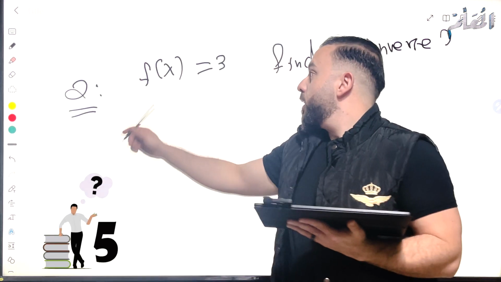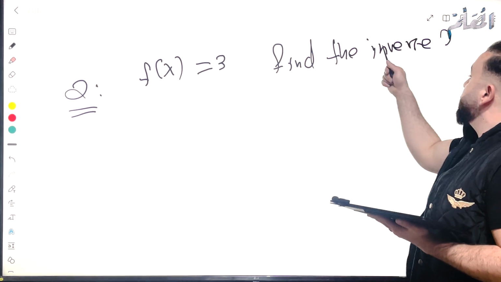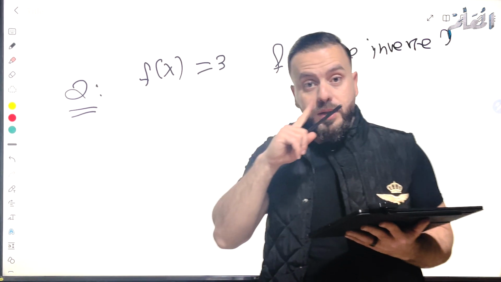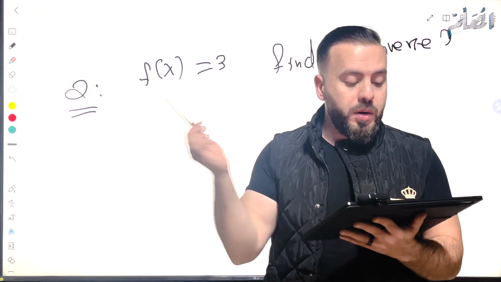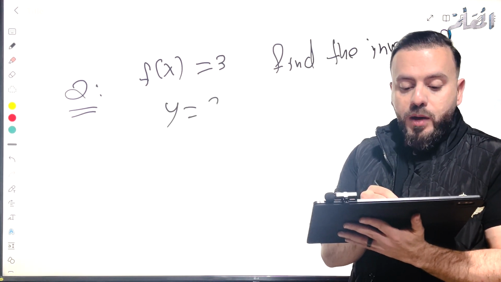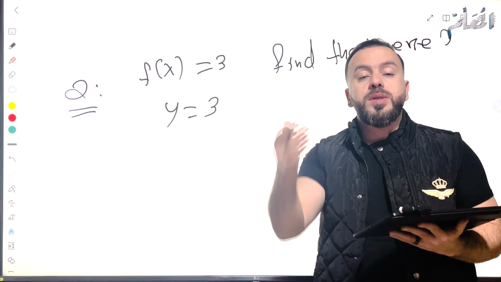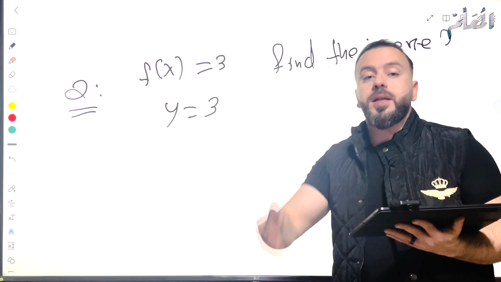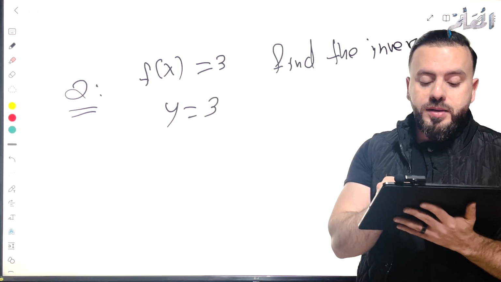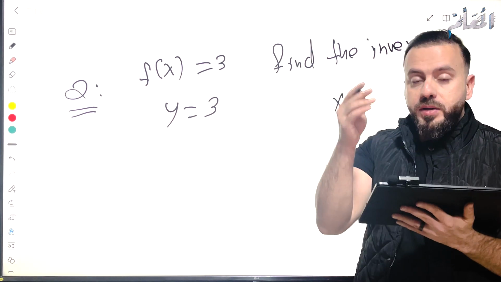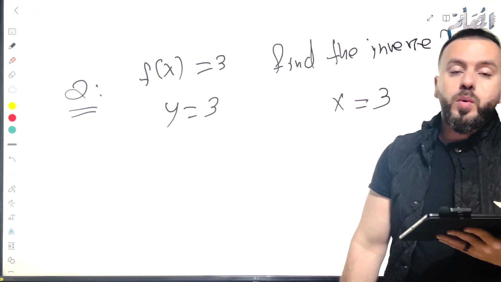Question 5. F of x equals 3. Find the inverse. This is one of the tricks. I can find an inverse of a constant function. Just remember, this is a horizontal line, which is y equals 3. Always the inverse of a horizontal line is what? A vertical line, the reflection across y equals x. In this case, the vertical line is x equals what?